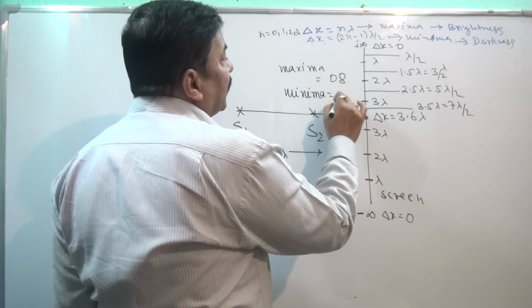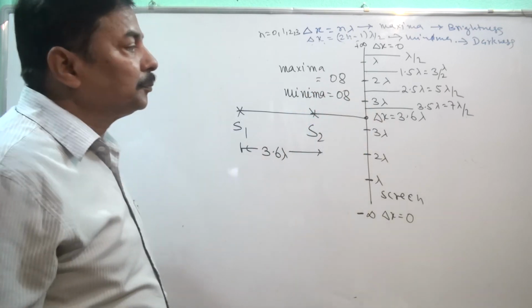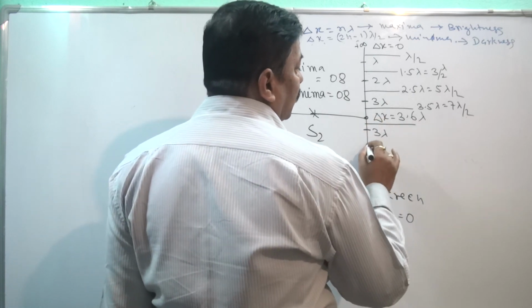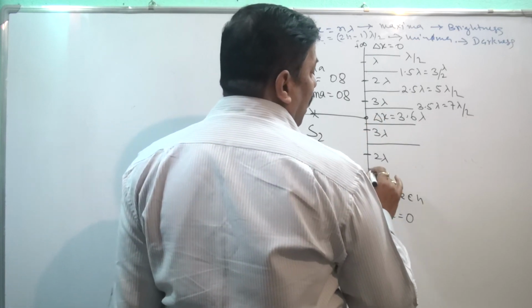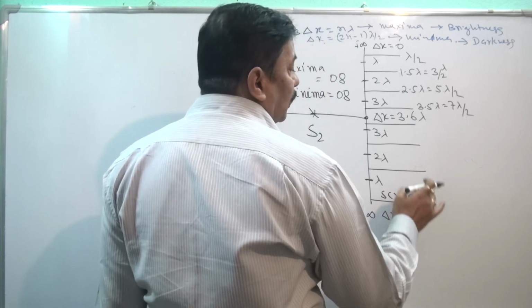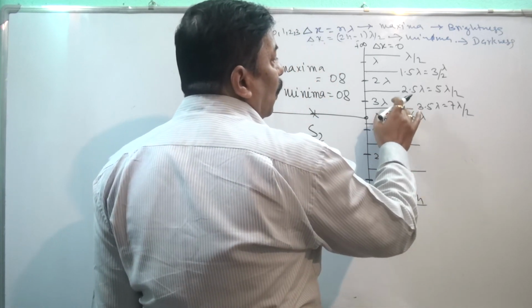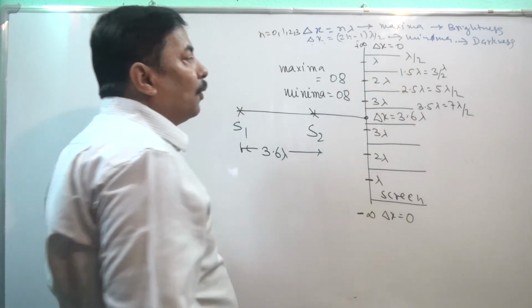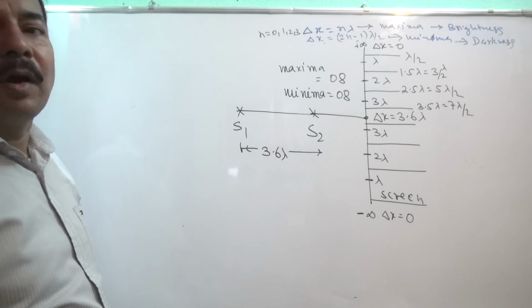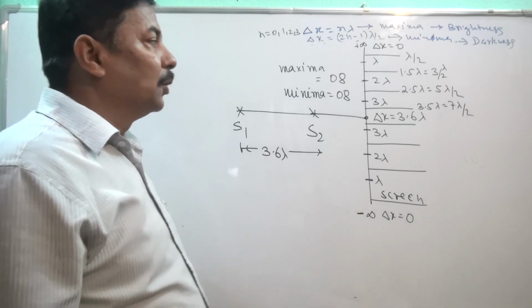Minima is 8. Why? Here it will be 1 minima, here 1 minima, here 1 minima, and here 1 minima. So 1, 2, 3, 4, and 1, 2, 3, 4, 4 and 4, 8. So number of maxima is also 8 and number of minima is also 8.